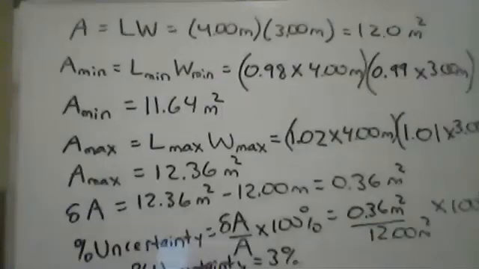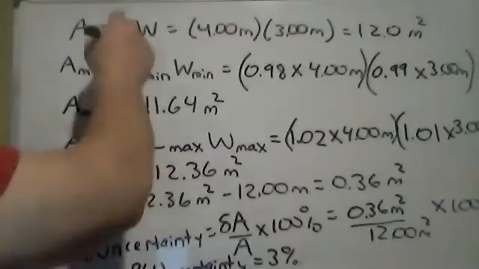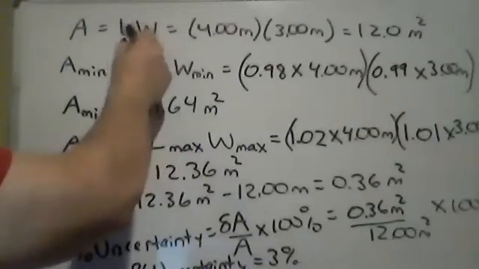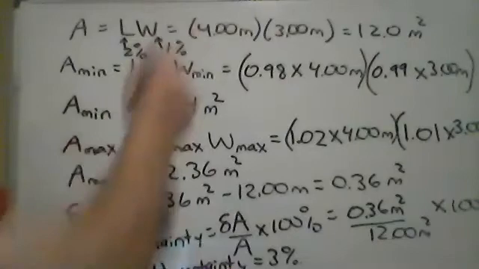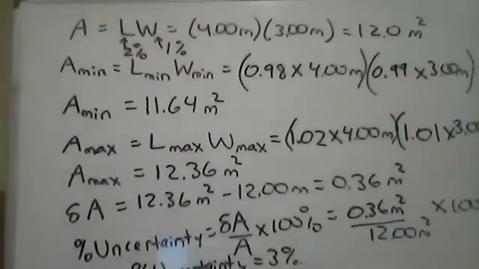For the A minimum equals length minimum times width minimum, can you re-explain the 0.98 when it comes to minimum? Yeah, so 0.98 times 4. I told you that the length has an uncertainty of 2%, and the width has an uncertainty of 1%. That means whatever the length is, I say 4 meters, I don't really know that exactly. It's 4 meters plus or minus 2%.